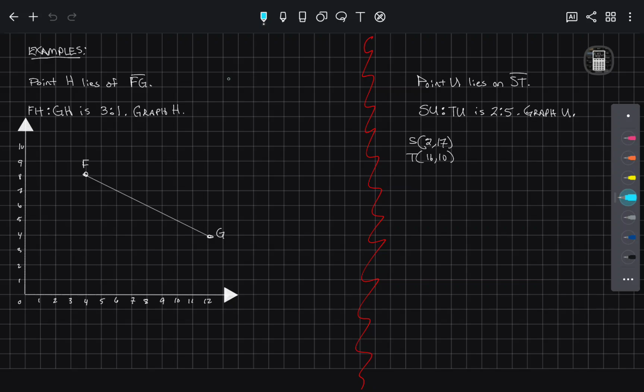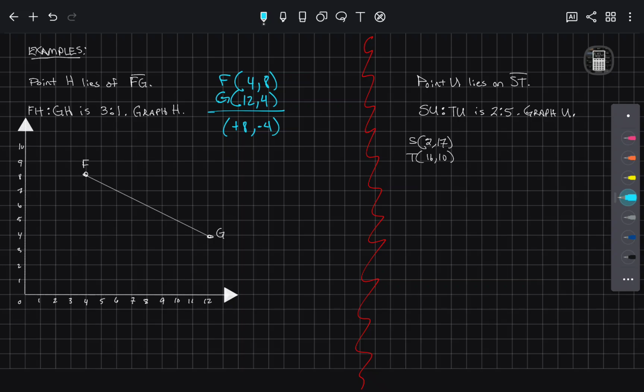I'm always going to start with actually writing down the coordinates. So F is 4, 8, and G is 12, 4. What we've got going on here is just some real simple math. If we're going for change in x, how do you go from 4 to 12? Well, it'd be a positive 8. How do you go from 8 to 4? It'd be a negative 4. So that would be the change in x and your change in y.